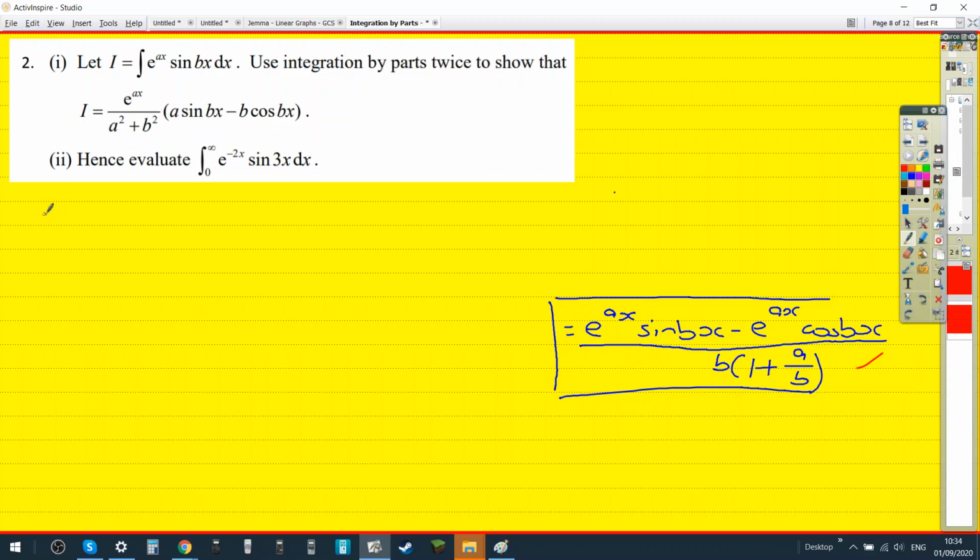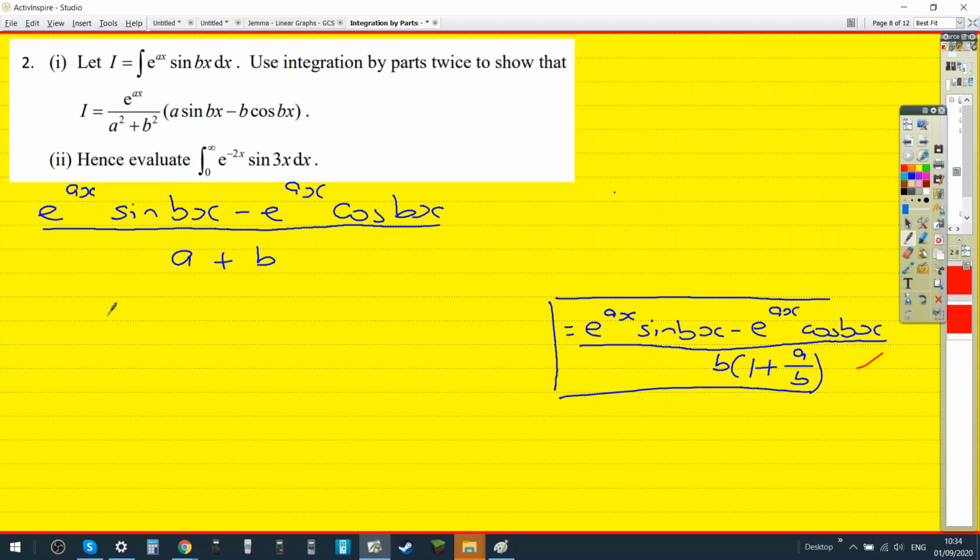e to the ax sine bx minus e to the ax cos bx, all over a plus b. You could factorize out the e to the ax. Yes, we definitely need to do that. So that will be e to the ax.